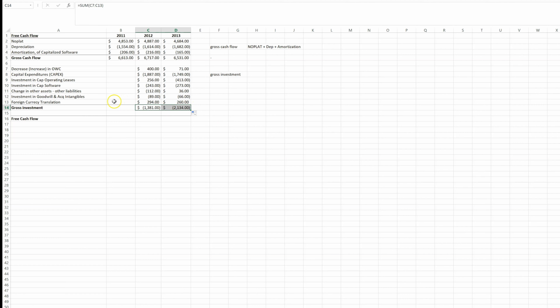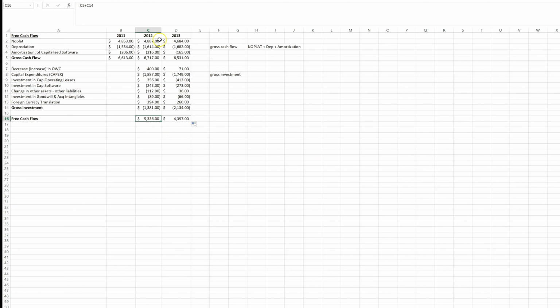So a negative value here means that I used 1.3 billion of my available 6.7 billion to make investments in my assets that I use to operate the firm. A positive value here would mean that I have sold off more assets than I purchased, and that added to my gross cash flow. My free cash flow is my gross cash flow minus my gross investment. Okay, so we can see that UPS has positive free cash flow.